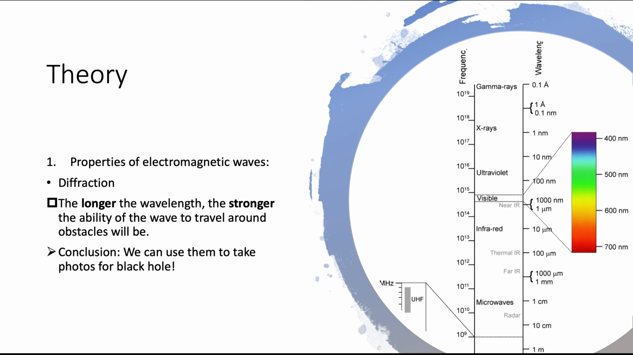Before going to the main point, let's introduce 2 theories. The first one is: the longer the wavelength, the stronger the ability of the wave to travel around obstacles will be. That is diffraction. So we can use it to take photos of the black hole.